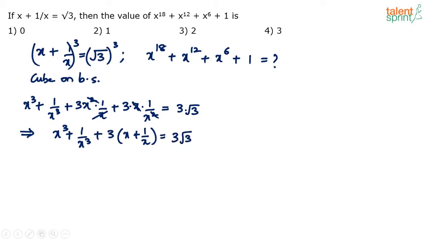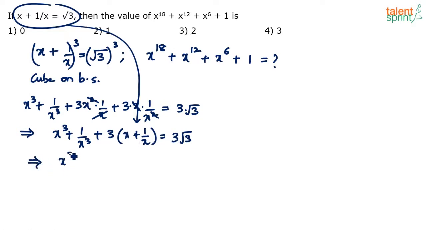And remember, x plus 1 by x equals √3 is already given in the question itself. So substitute that in this place. x plus 1 by x equals √3. So what happens? We will get 3 into √3. Now this 3 √3 and 3 √3 get cancelled. I am writing the next step, which is redundant. You don't have to write this in the exam. Just for the sake of explanation, let me put it here.